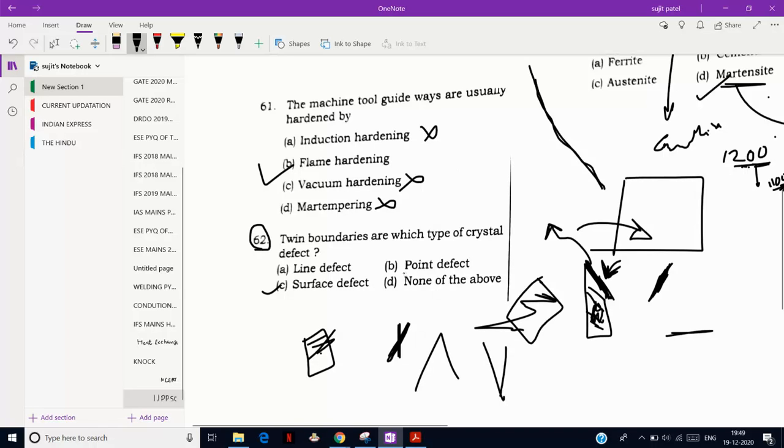What about point defect? Let us see the other options also. Point defects are Schottky and Frenkel, where one atom is missing. Line defect is where along one particular line atoms are missing. The twin boundary is the whole boundary, where boundaries get intermixed or deflected. So the answer will be C.